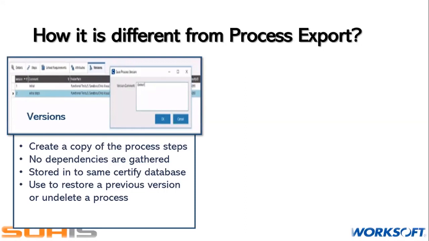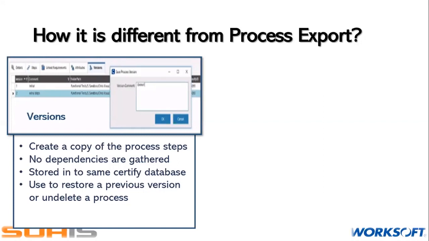whenever we create a process version, it will not take a copy of any other things. Like if you are using any record set or layout record set, it will not take a backup of the record set and layout. It only takes the backup of the process steps and process-related things. It will not take a backup of whatever objects or applications are used with the process version. And it will be stored in the same certified database.